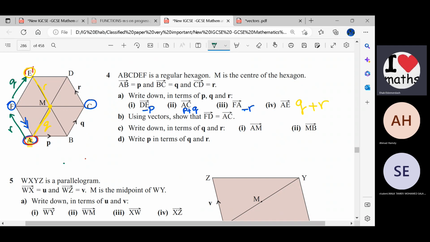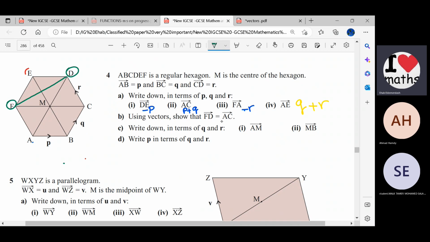Using the vector method, show that FD and AC are equal. They are talking about two equal vectors, which were FD. Let me clear everything first. I just want people to think with me a little bit. Come on, guys. If I have FD, which is from F to D, I need to move from F to D, line FD.